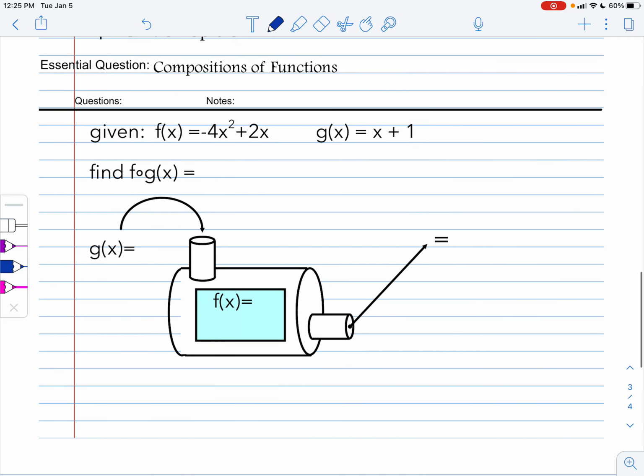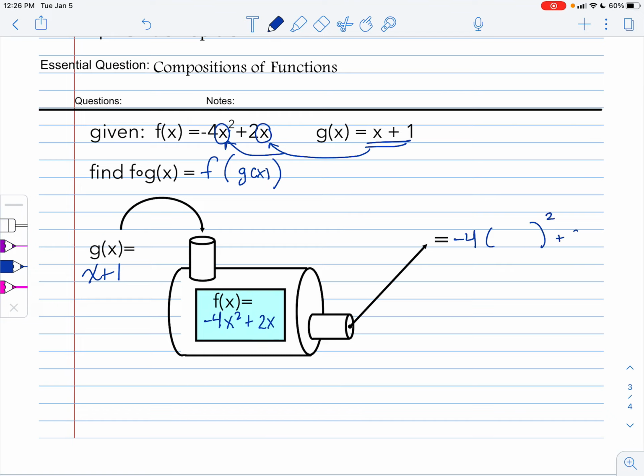Okay, let's try one that's a little tougher. F of g of x. So I'm going to write it for myself again. F of g of x. Wherever I see an x in this equation, I'm going to plug in this equation. And you can see it in my function machine. G of x is x plus 1. My function f of x is negative 4x squared plus 2x. Okay, so I'm going to write it out. Negative 4, well, I know I'm replacing the x part, squared, plus 2, replacing the x part.